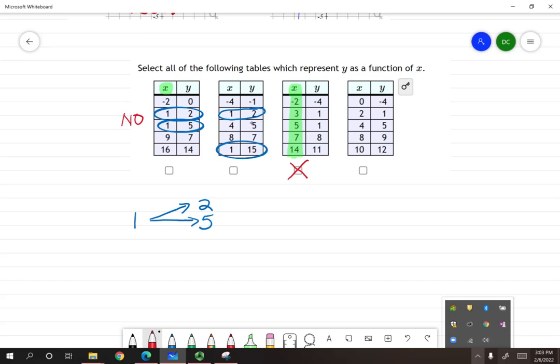How about that last one? Is that a function or is that not a function? I'm going to look at this x column. Every x value is unique. That means that this is a function.